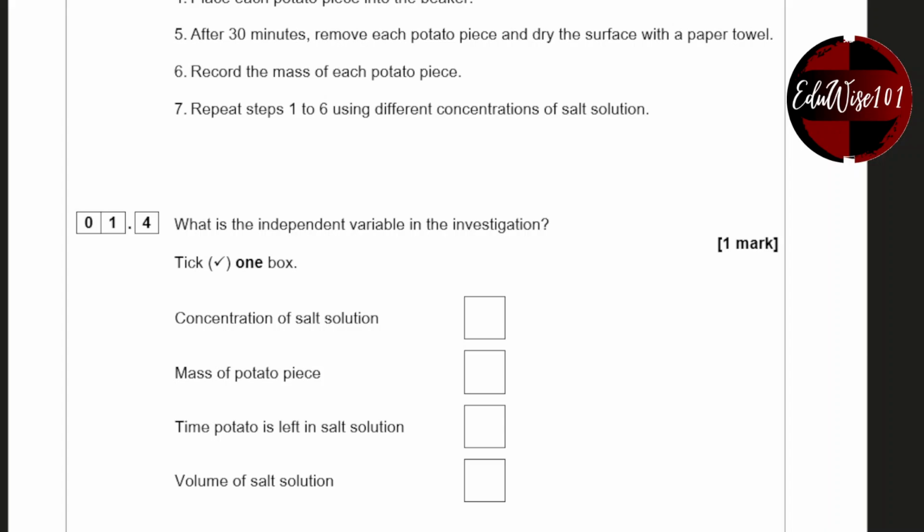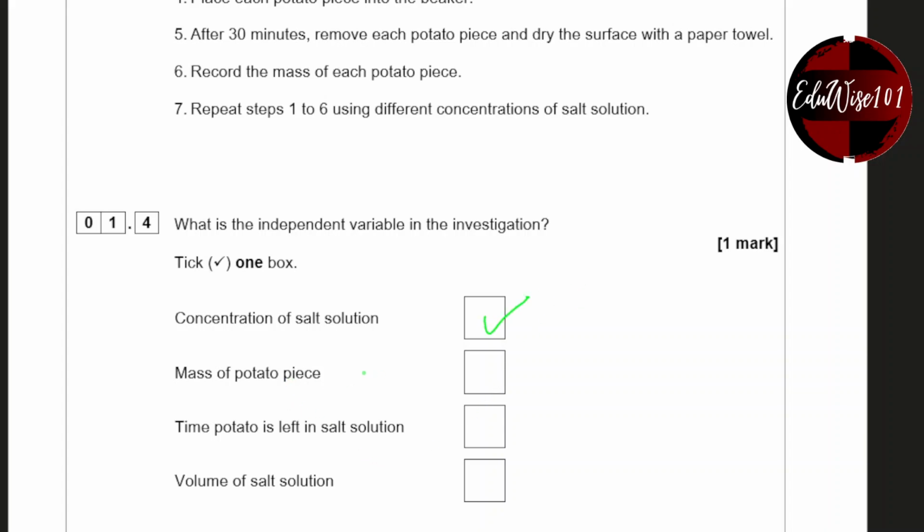What is the independent variable in the investigation? So the independent variable is what you actually change on purpose. So concentration of salt solution is what you are actually changing on purpose. So that would be the independent variable here. So that's my independent variable.